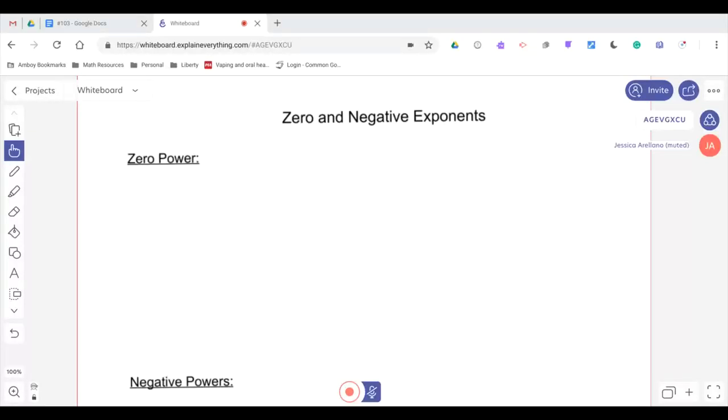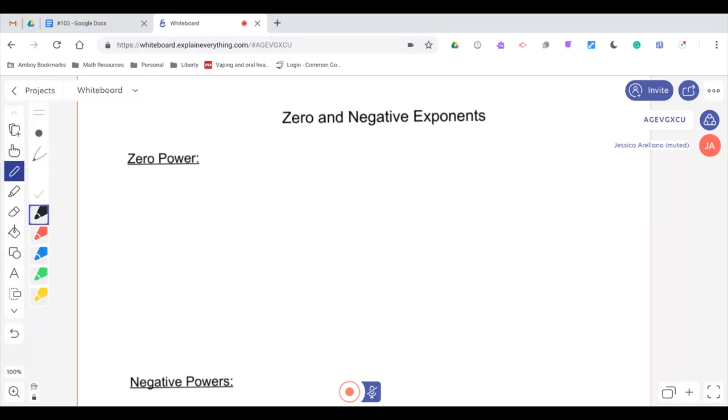Welcome back, Math 2. Today we're going to talk about zero and negative exponents. And the reason we didn't really talk about them in class, like we have done with some of the others, is because they're not quite as intuitive, they're not quite as obvious as to why they work. So let's talk first about a zero exponent.